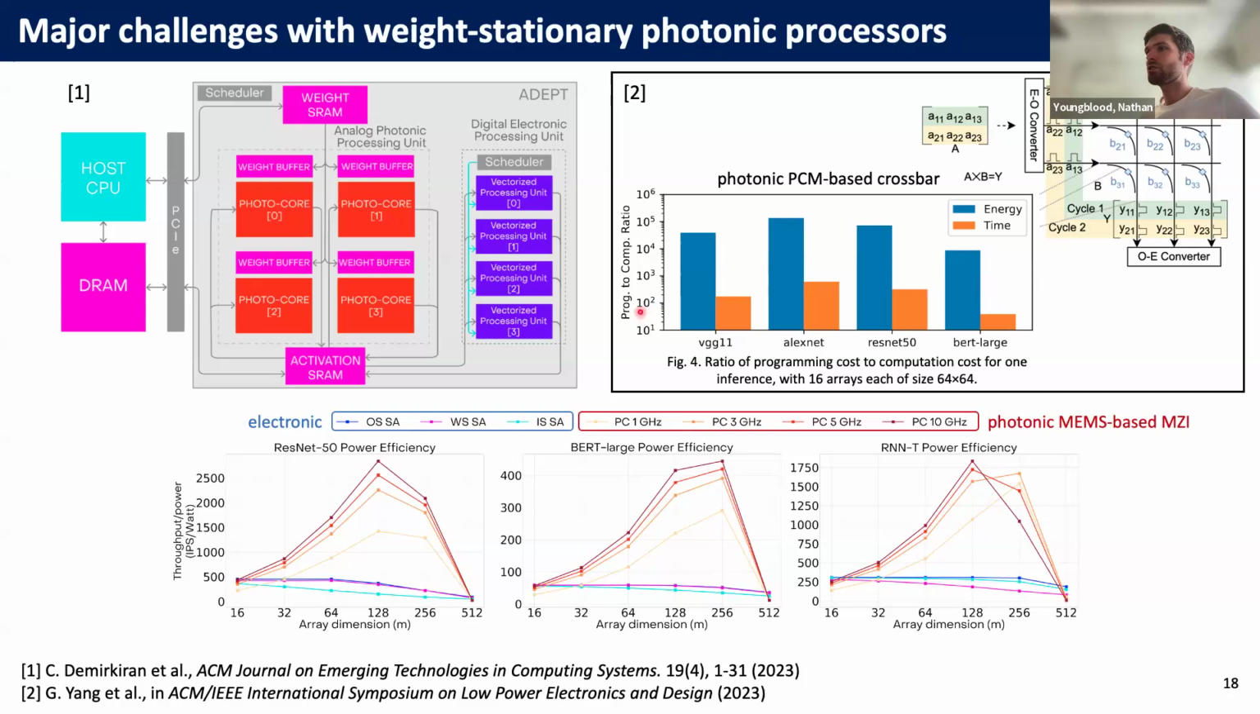This is how much programming to compute time and energy it takes if you were to implement these realistic models on a 64 by 64 photonic tensor core. So you can see, 10,000 is not great in terms of energy versus how much energy it takes to actually just run information through these machines. So basically, what we're seeing is that this is dominated by programming rather than compute energy and latency.